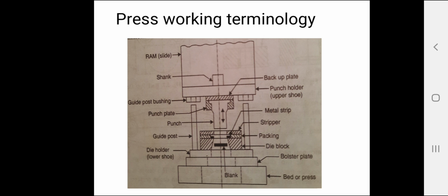Then the punch plate or punch retainer fits closely over the body of the punch and holds it in proper relative position. Then the backup plate. This is a backup plate. The backup plate or pressure plate is placed so that the intensity of pressure does not become excessive on the punch holder. The plate distributes the pressure over a wide area and the intensity of pressure on the punch holder is reduced to avoid crushing.